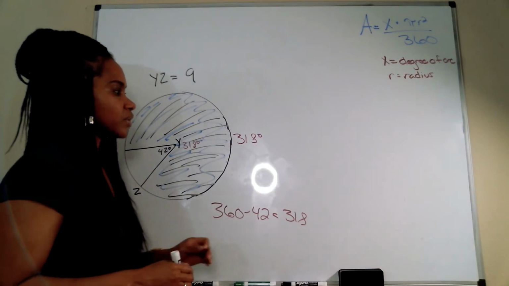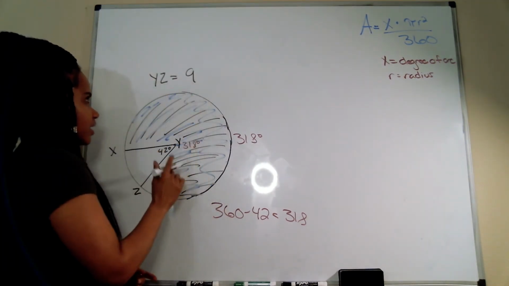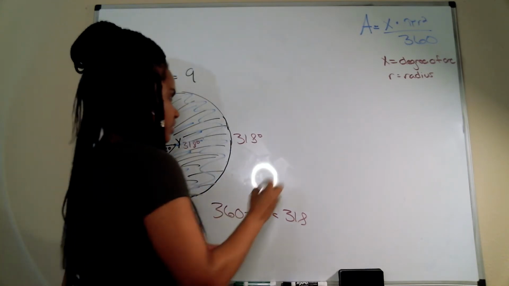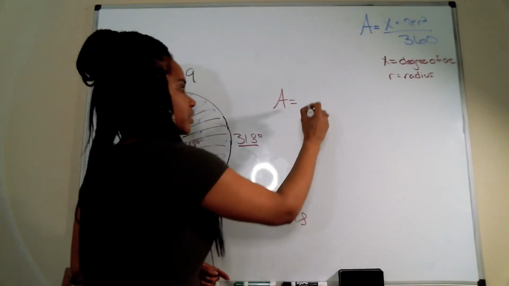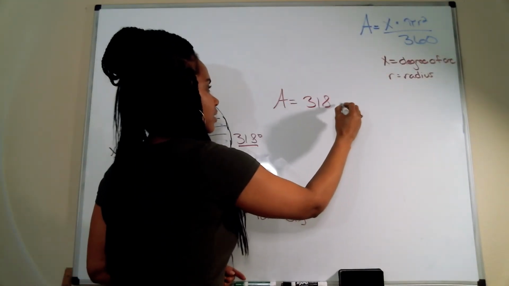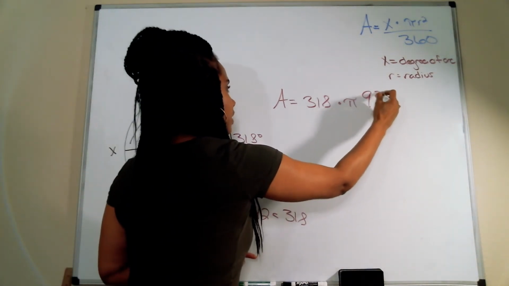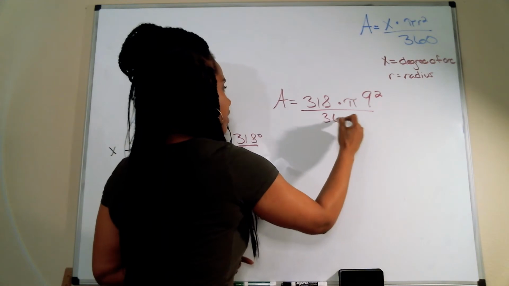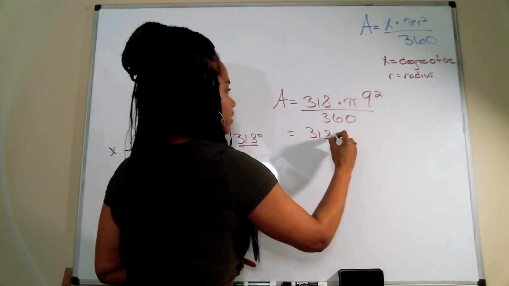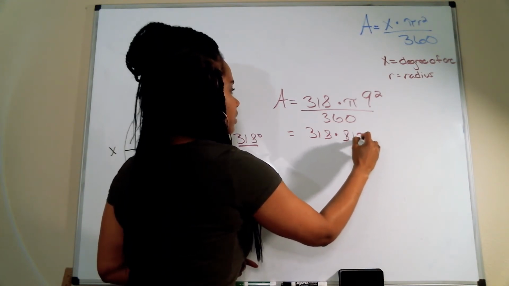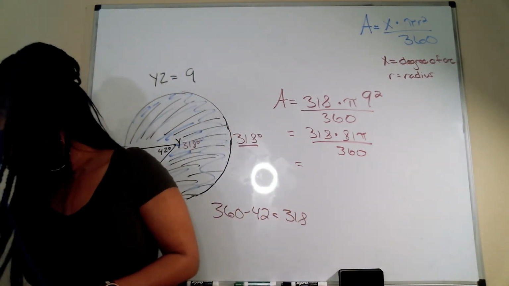Okay, so I just subtracted from 360. So now I have the degree of the arc, and I can just plug it in. We're given that YZ equals 9, so that's our radius. And let's just plug it in. Area equals x. X is 318, the degree of the arc, times pi. R is my radius, so 9 squared, divided by 360. 318 times 9 squared. 9 squared is 81. All right. So 318 times 81.